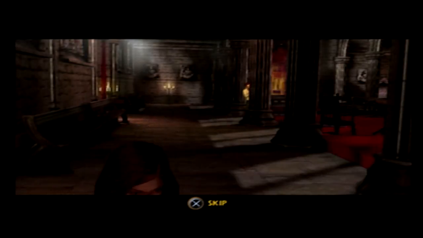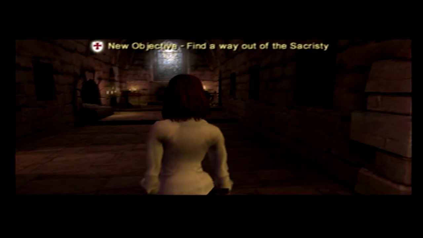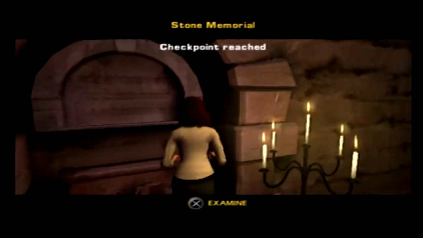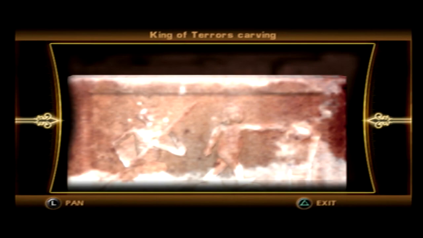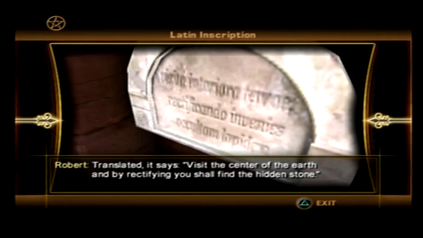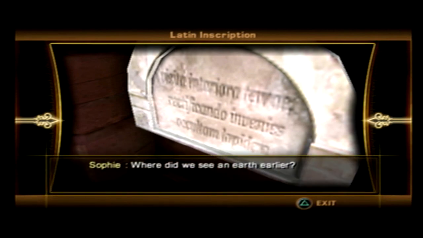There's a cutscene. And there's Sophie's brother? Translated, it says, "Visit the center of the earth, and by rectifying, you shall find the hidden stone." Really? Did we see an earth earlier? Your guess is as good as mine. I'm just seeing that inscription now.